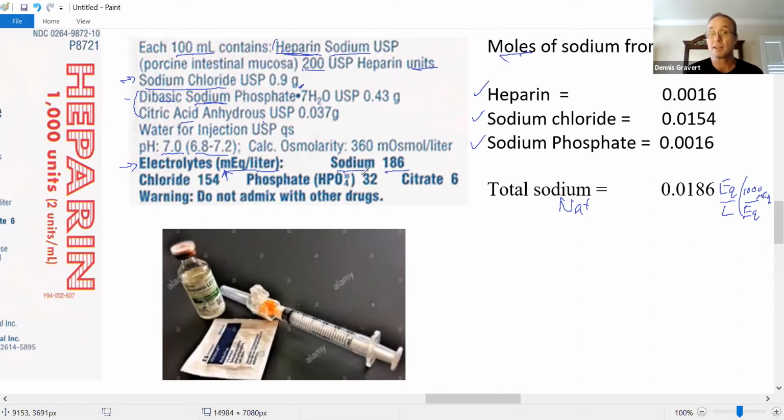It's like, how much sodium is in here? We'll measure it in milliequivalents, so we don't have to worry about where the sodium came from, because it came from 3 different molecules. Yeah, just tell me total sodium in terms of milliequivalents per liter.